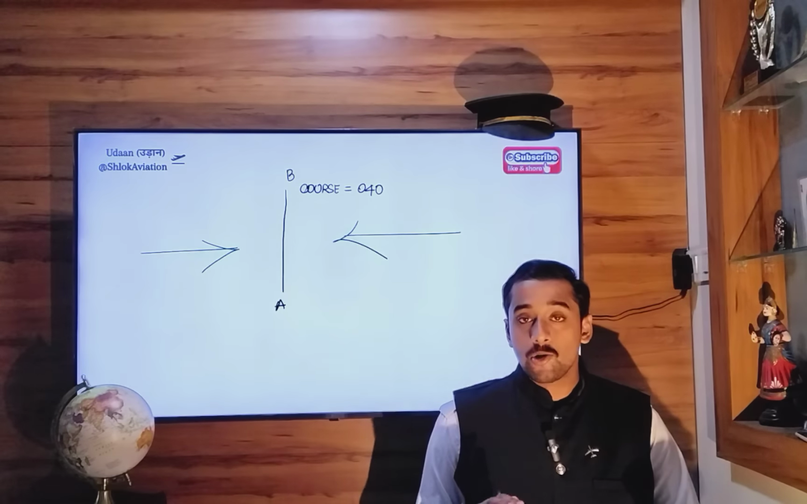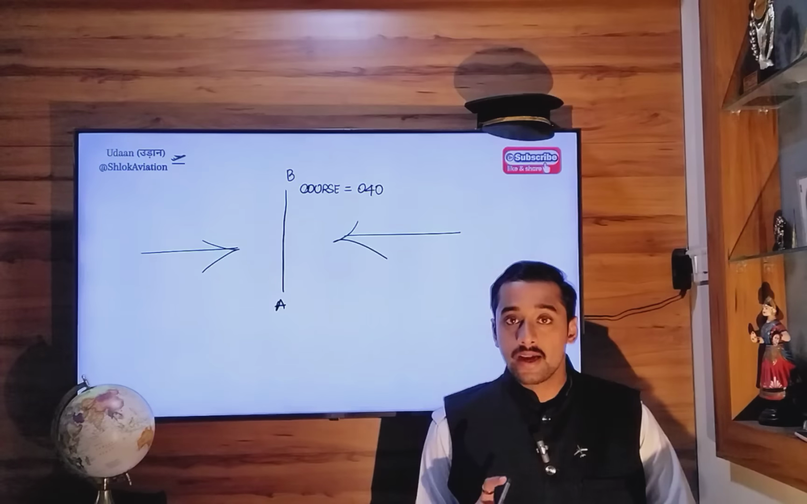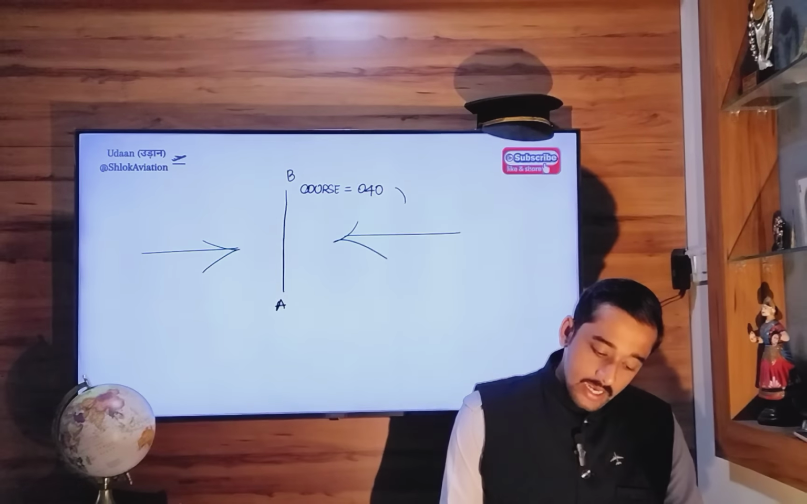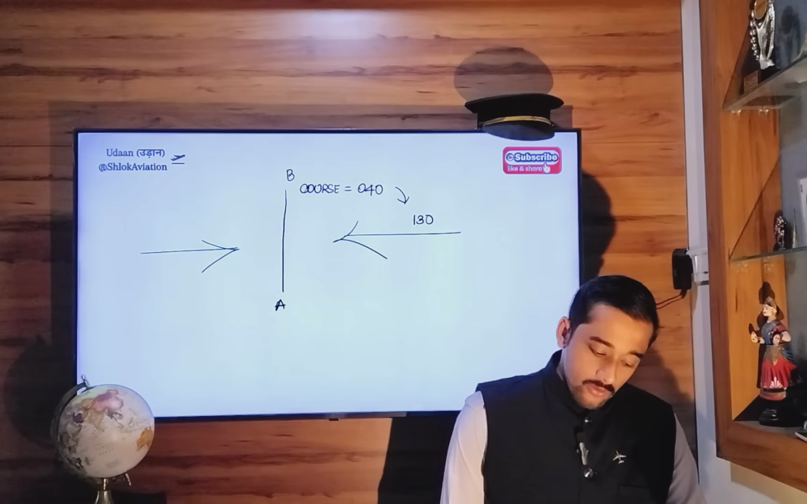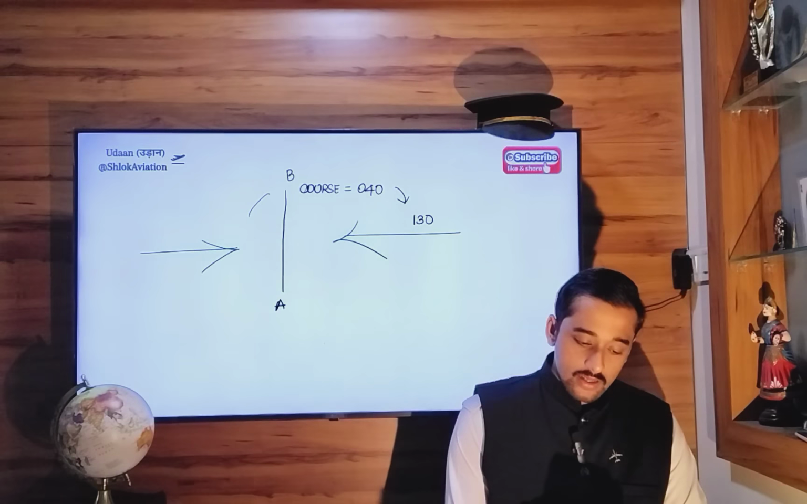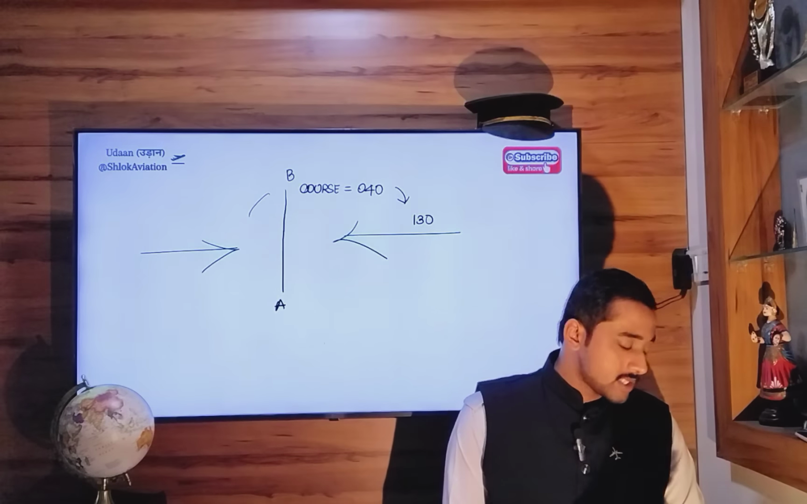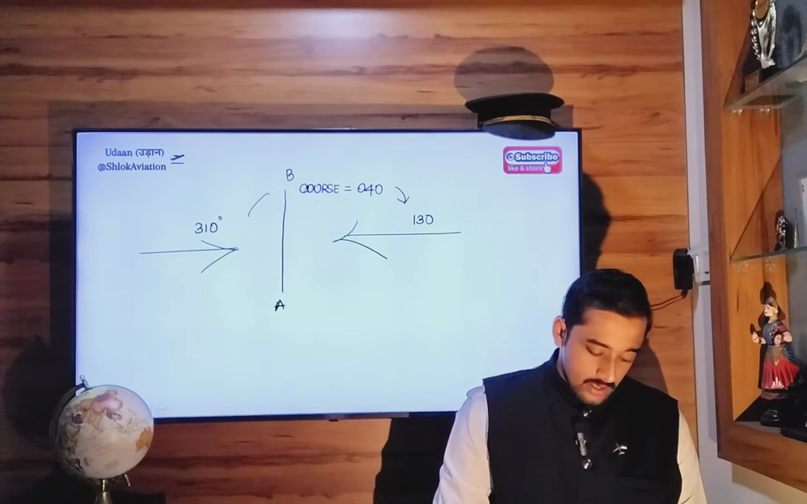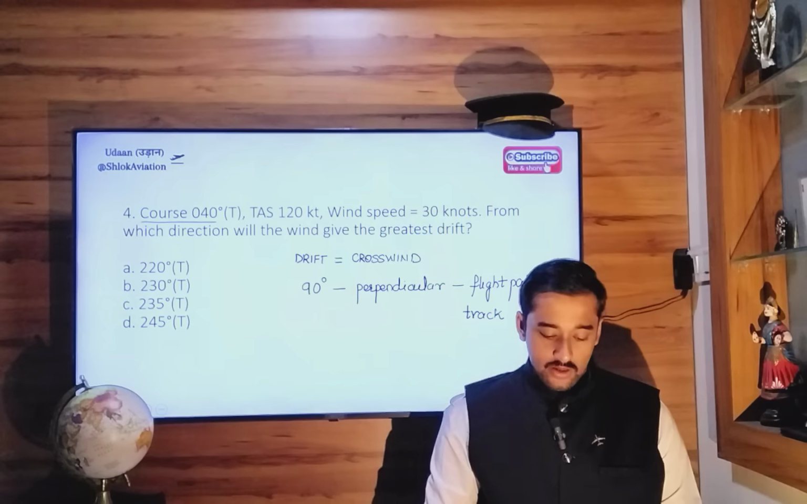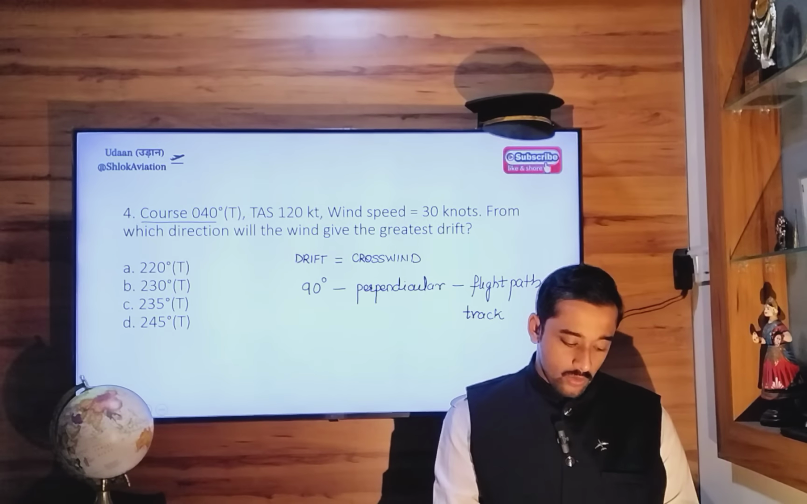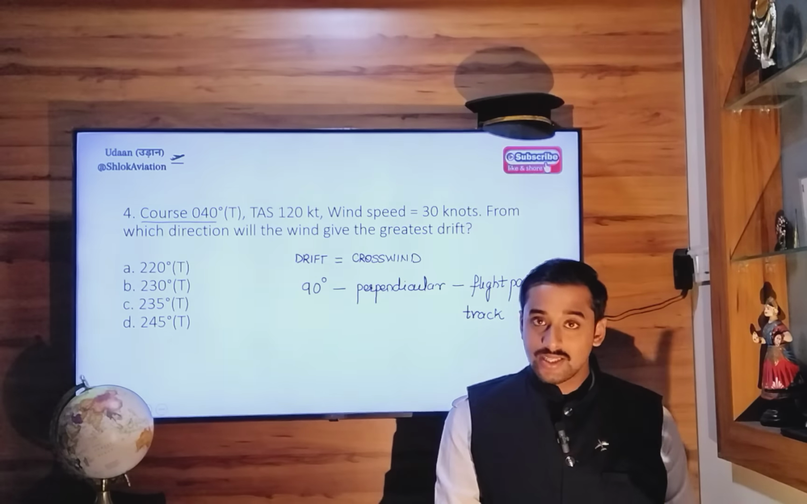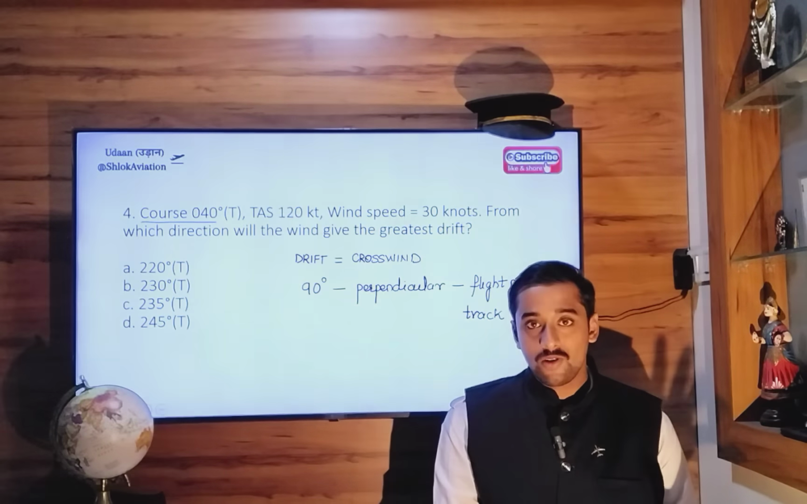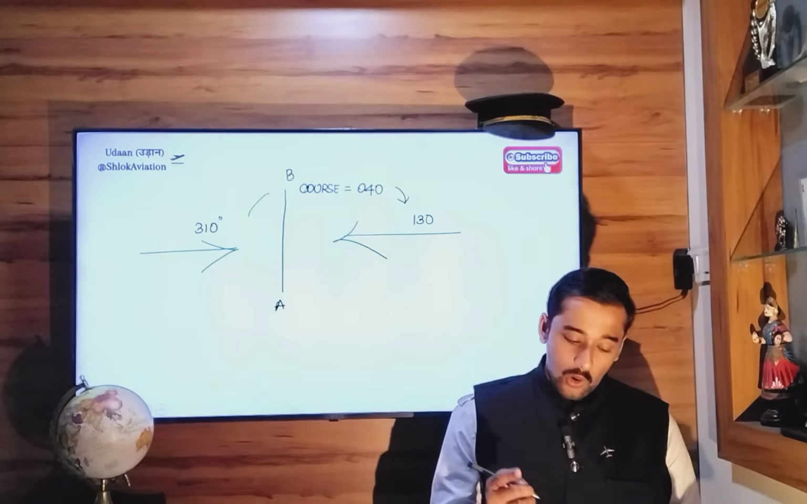maximum drift will happen when crosswind is coming at an angle either 90 degree left or 90 degree right. Now 40 plus 90 is 130. 40 minus 90 is 310. The correct option will be either 310 or 130. Now in this case, you do not have 310 or 130. So we will look at alternative option.